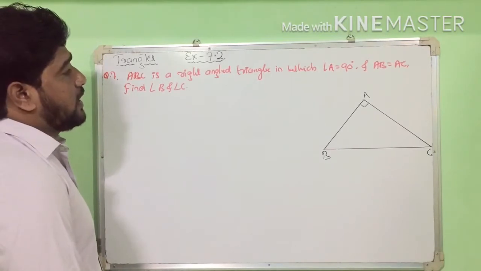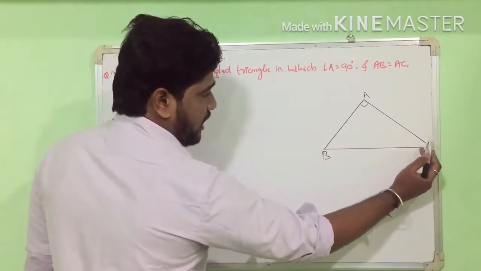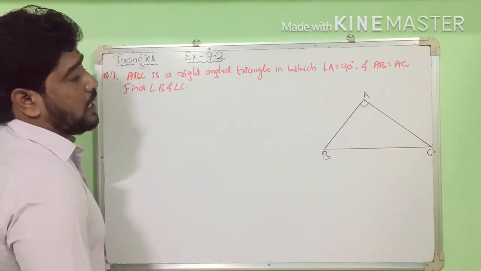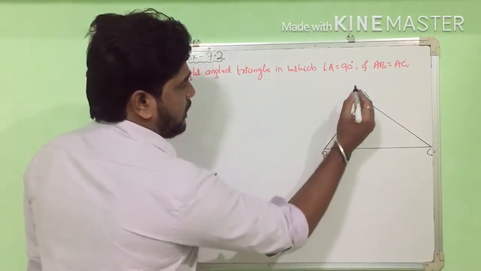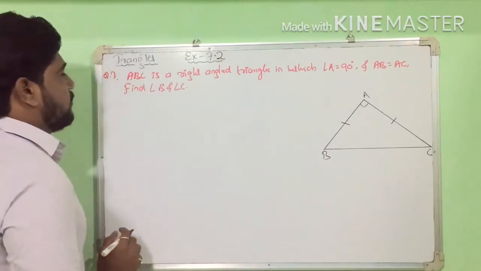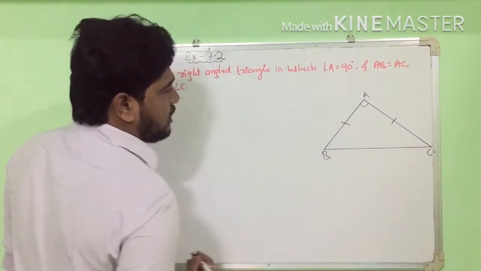ABC is a right angle triangle in which angle A is 90 degrees, and AB is equal to AC. They have given here AB is equal to AC. These two sides are equal. Find the angle B and C. So we want to find out here angle B and C.